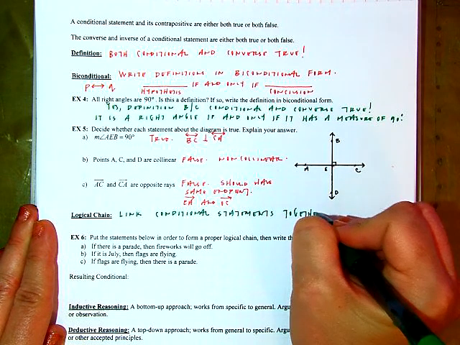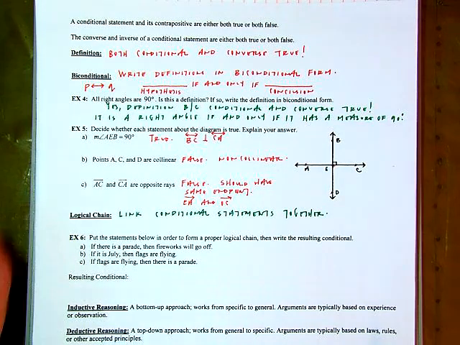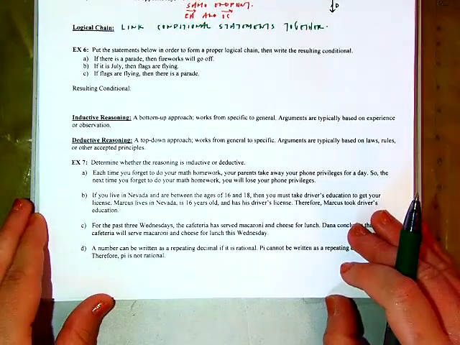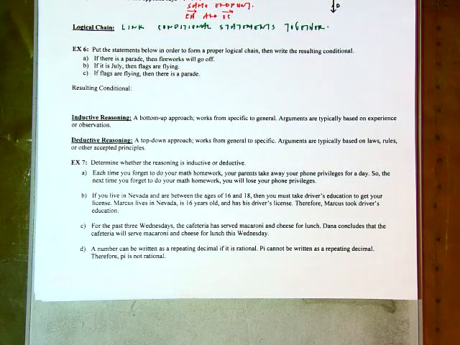Okay, we're just trying to sync them up into proper order. Let me slide my page up. All right, so a logical chain, we are linking conditional statements together in proper order. So let me give you an example. Put the statements below in order to form a proper logical chain. Then write the resulting conditional.